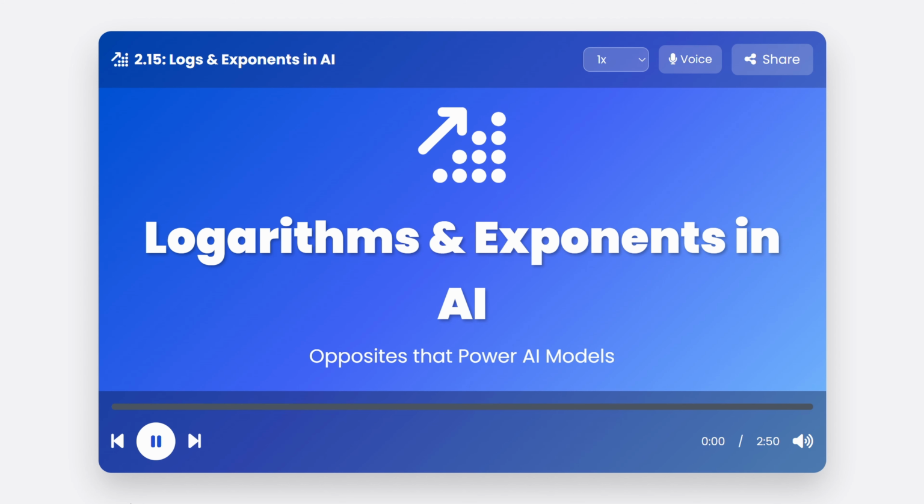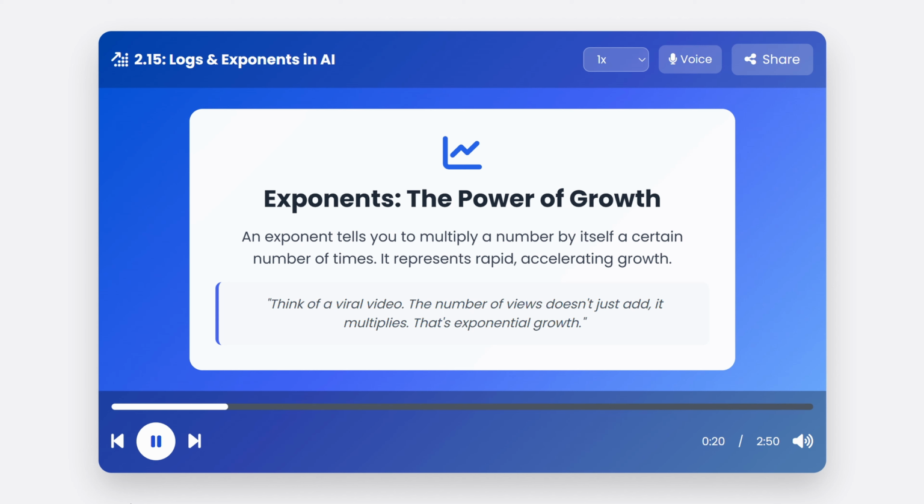Welcome back. We're going to look at two simple but powerful functions that show up everywhere: exponents and logarithms. They are opposites, but they work together in a powerful partnership. Let's start with exponents. You probably remember this from school. An exponent just tells you to multiply a number by itself a certain number of times.